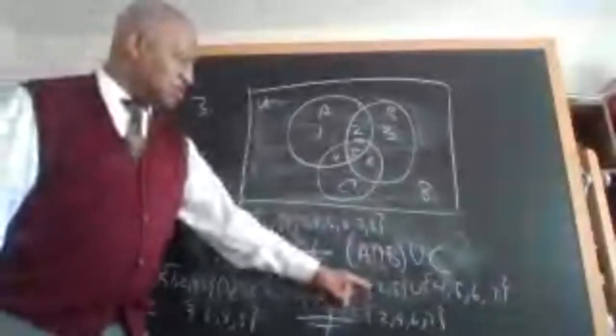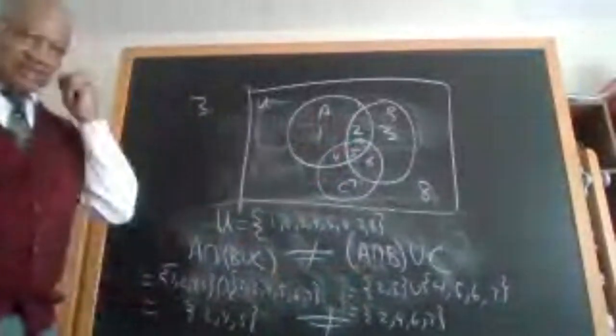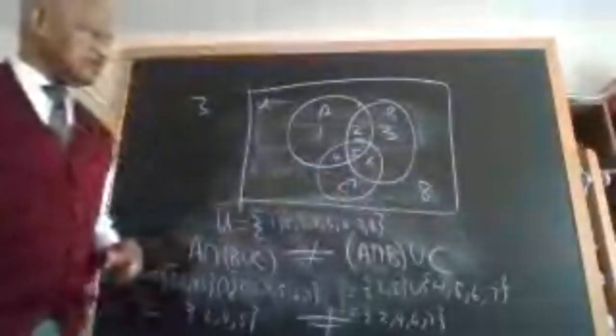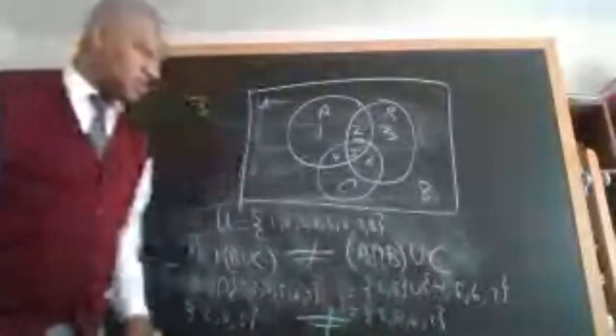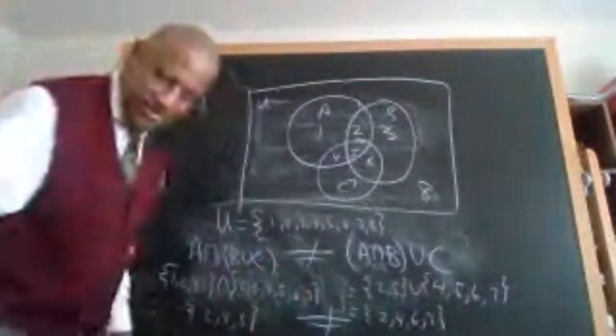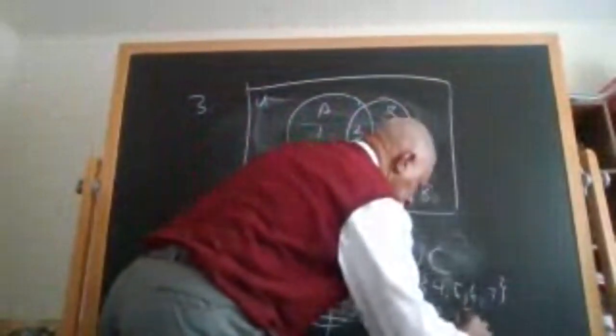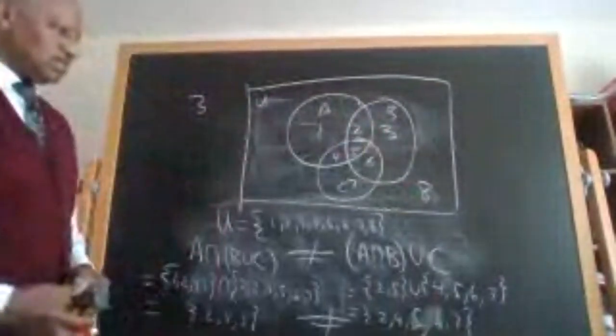Okay. Now I need to do the other side. A intersect B is 2 and 5. 4, 5, 6, 7 is what's in C. So if you do the union of these two, you get 2, 4, oh, I'm sorry, I left out the 5. It should be a 5 here: 2, 4, 5, 6, 7.